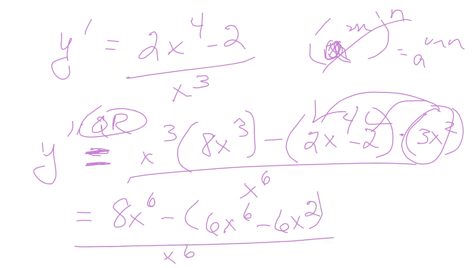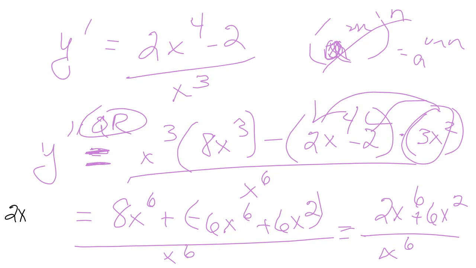I'm going to add the opposite. And what do I got? So I got 2x to the 6th plus 6x squared over x to the 6th, right? And then I could factor out an x squared and rewrite that. If I do that, I'm going to put my answer over here in black. So it's 2x to the 4th plus 6 all over x to the 4th.